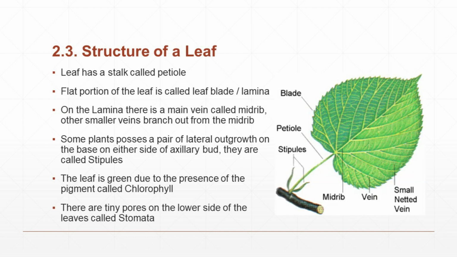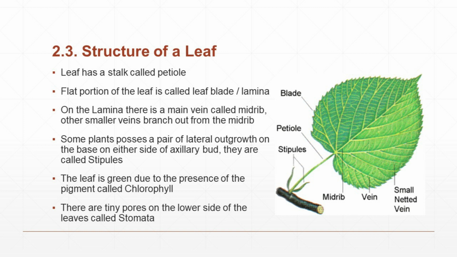Next, let us learn about the structure of a leaf. A leaf is a green, flat, expanded structure that grows on the stem at the node. Now look at the picture. We can know all the parts of the leaf. A leaf has a stalk called the petiole. The flat portion of the leaf is called the leaf lamina or leaf blade.